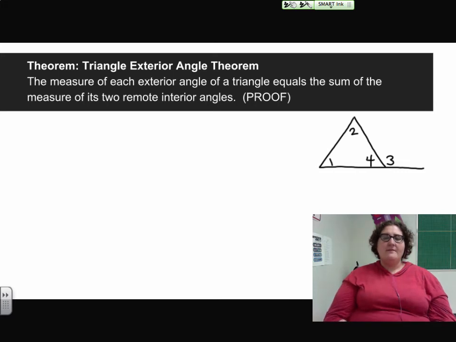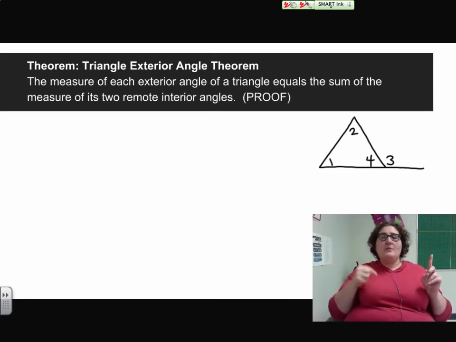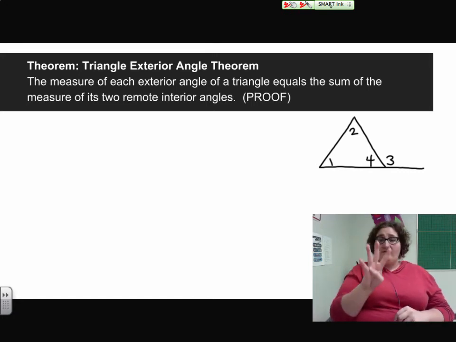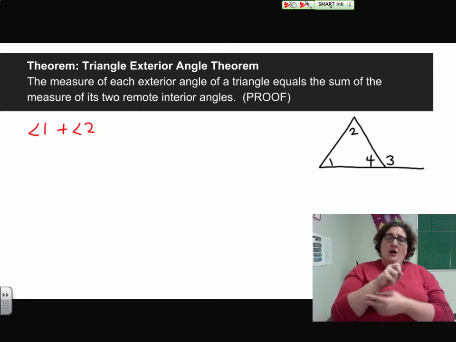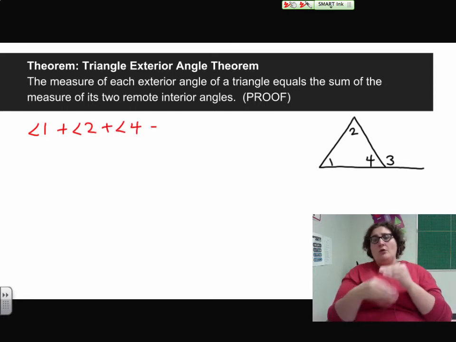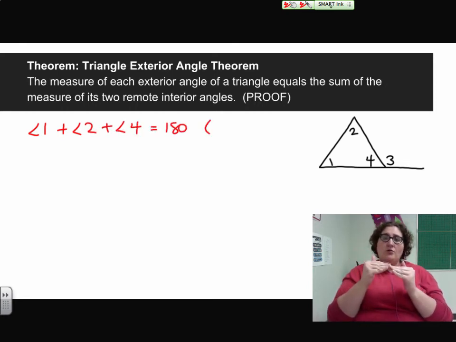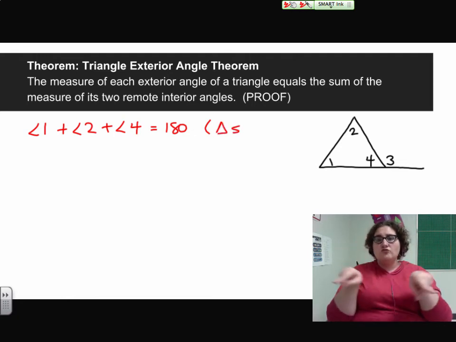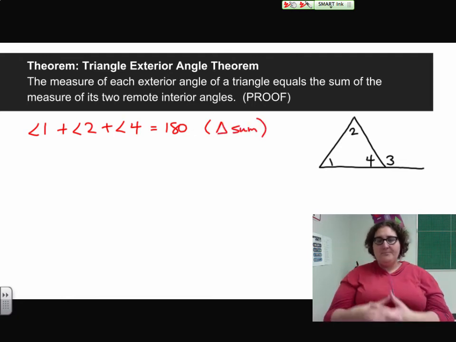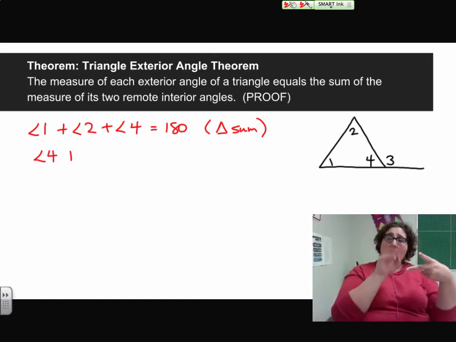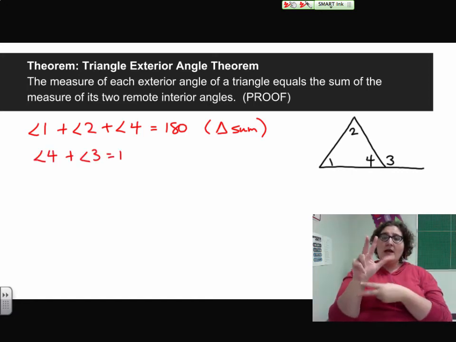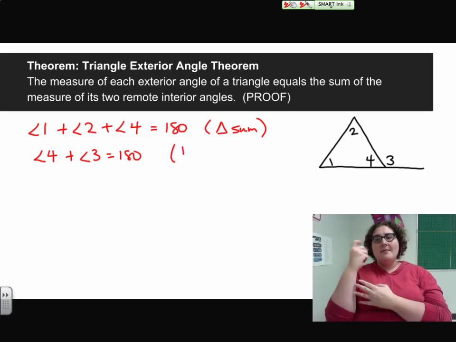Okay, now this is not a formal proof by any means, but we know that angles 1, 2, and 4, when I add them up because they're a triangle, are going to equal 180. So I can say angle 1 plus angle 2 plus angle 4 equals 180. Triangle sum. Okay, and then I also know that angle 4 plus angle 3 also equals 180 because they form a linear pair.